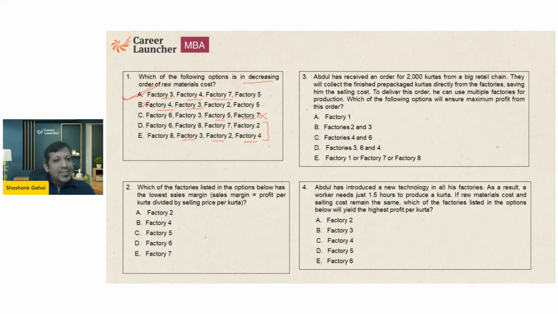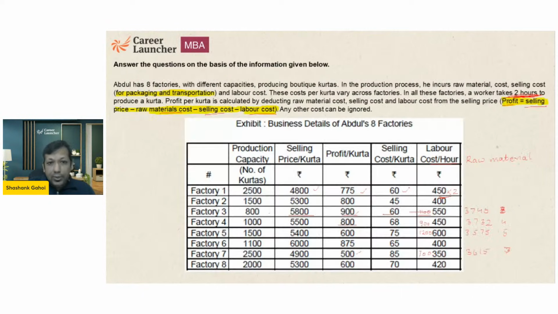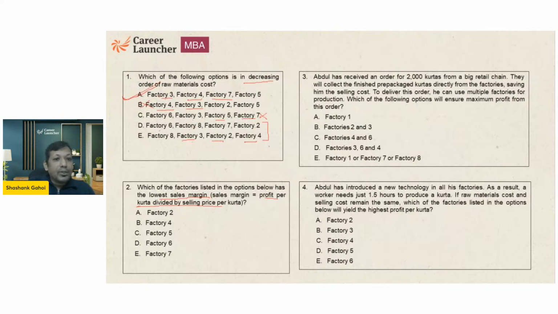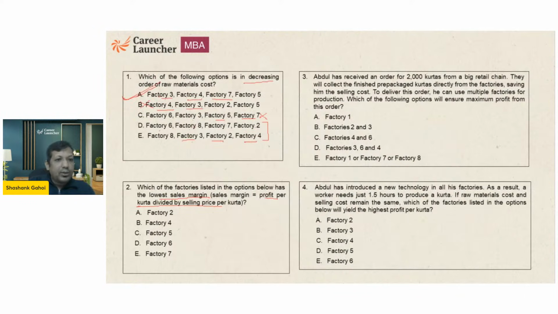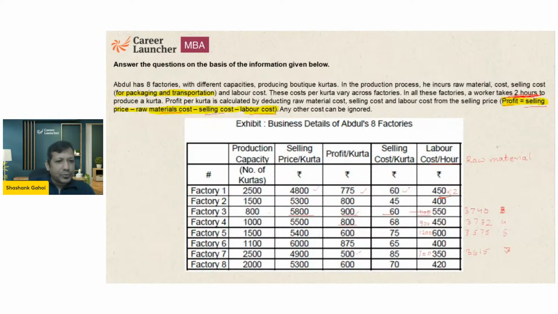Which of the factories listed in the options below has the lowest sales margin? Now, what is sales margin? That is profit per kurta. That is sales margin, that is profit divided by selling price. Okay, and we are looking for the lowest one. So I am going to see 2, 4, 5, 6, 7. So I am going to calculate for 2, 4, 5, 6, 7.